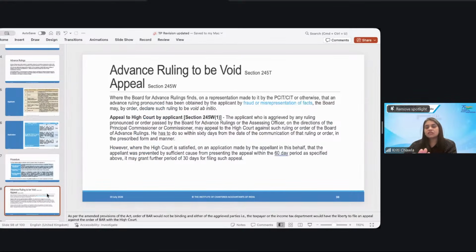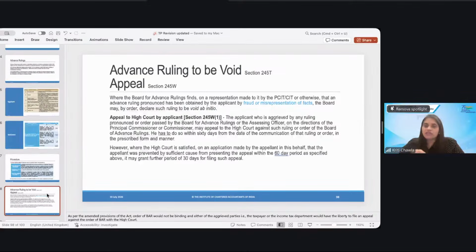Now, this is section 245T, which talks about advance ruling to be void. And then there is section 245W, which is appeal. Now, as per the amendment that has been provided, the order of the board would not be binding, and either of the aggrieved parties, it could be the taxpayer or the income tax department, would have the liberty to file an appeal against the order of the board with the High Court. So this is what is provided in section 245W.